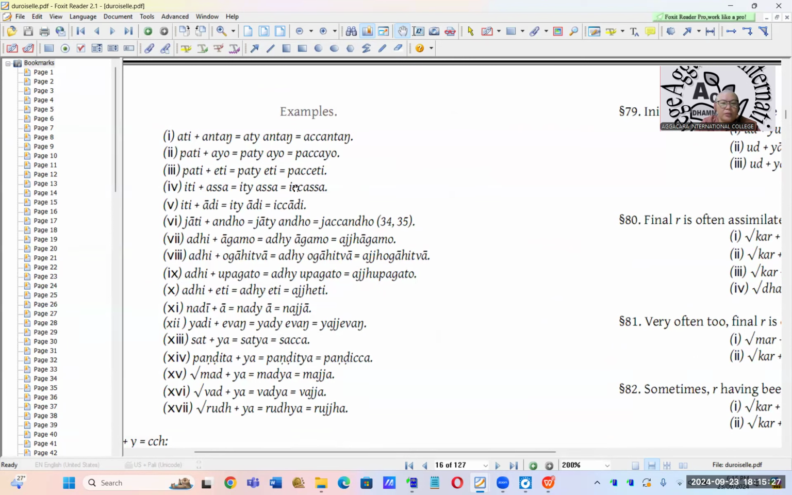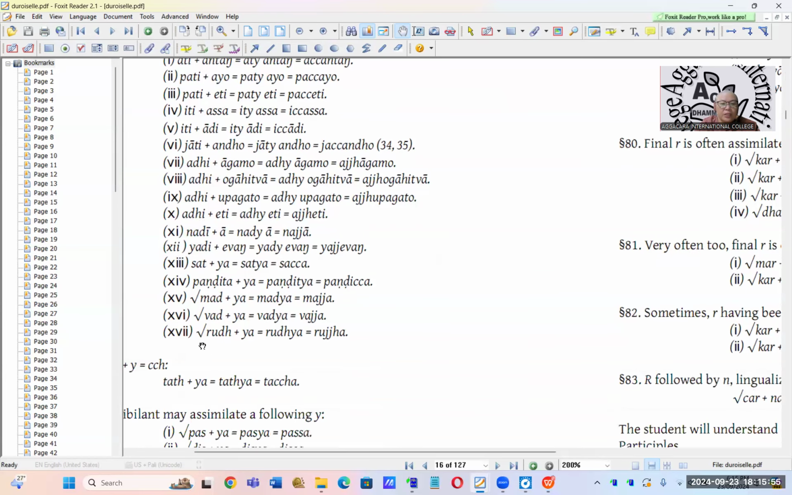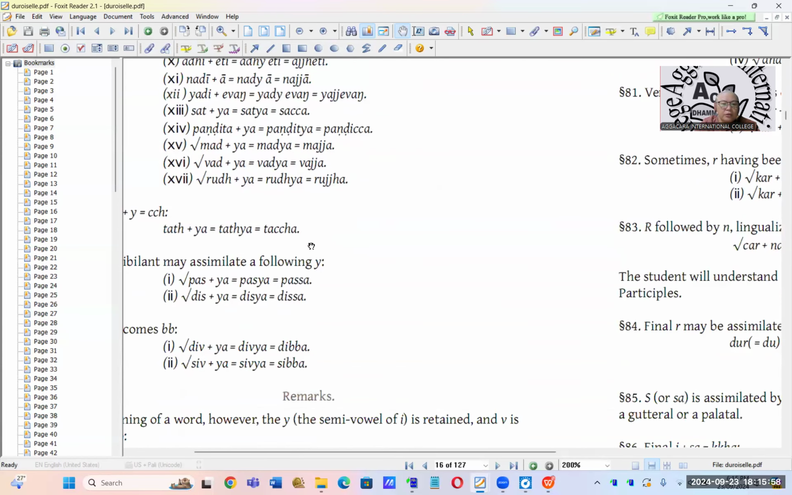TI becomes Y. So icchasa. Okay. Now, jati plus ando. Jati is birth. Ando is blind. So this is TY becoming CC. Jaccando is somebody who, from the moment they are born, is blind. Okay, so that's the moment, jaccando. There are some examples here. I think you can all check the dictionary yourself. Not so difficult.